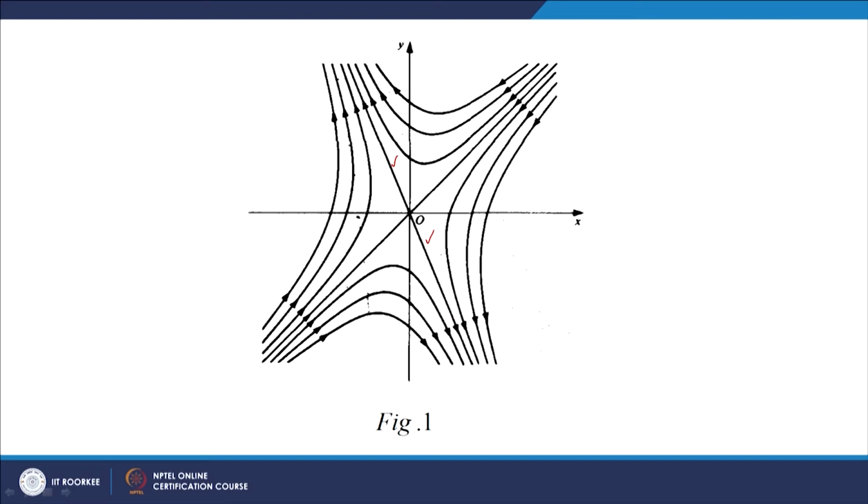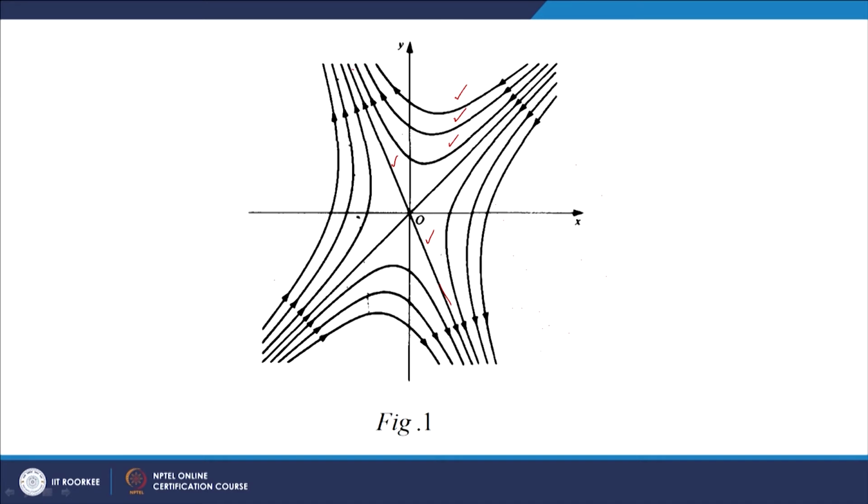Now, these paths are non-rectilinear paths, and you can see that they become asymptotic to one of the 2 half line paths. These ones are asymptotic to this half line path, and these are asymptotic to this half line path.